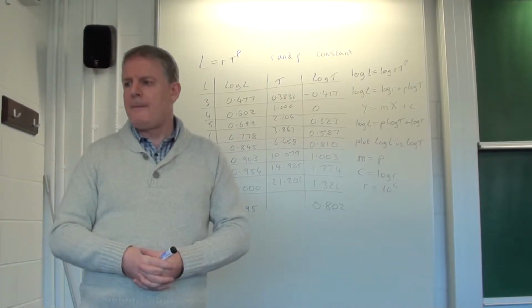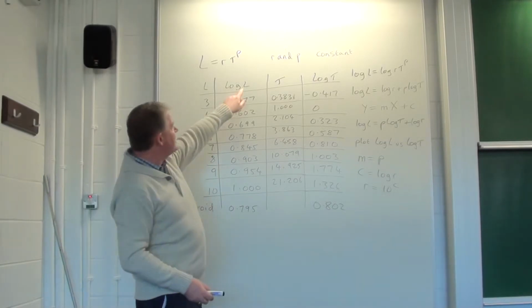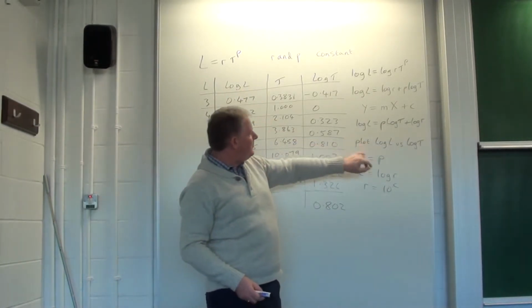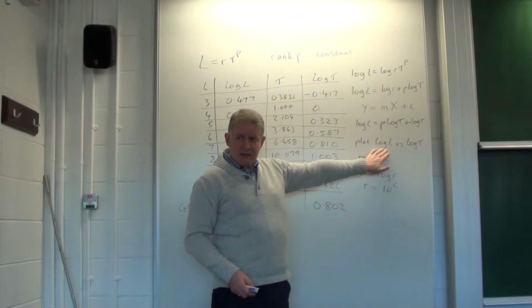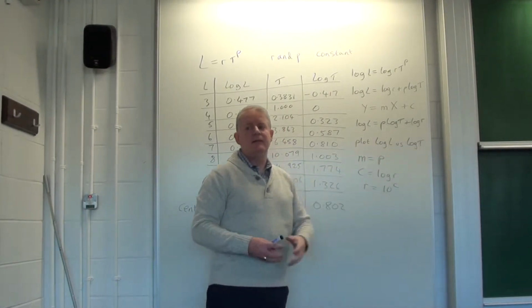So log L is horizontal? The log L is your vertical axis. It says plot log L. It's always your vertical axis versus your horizontal axis.